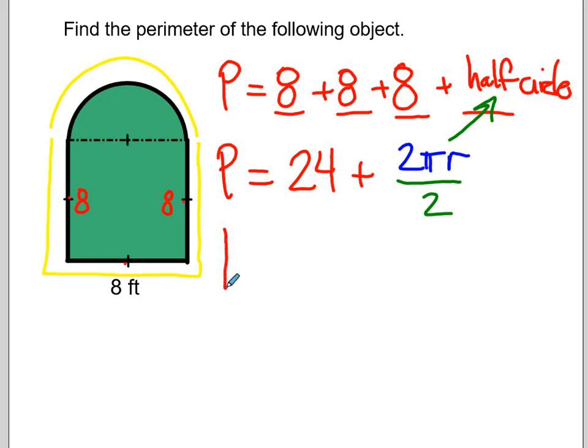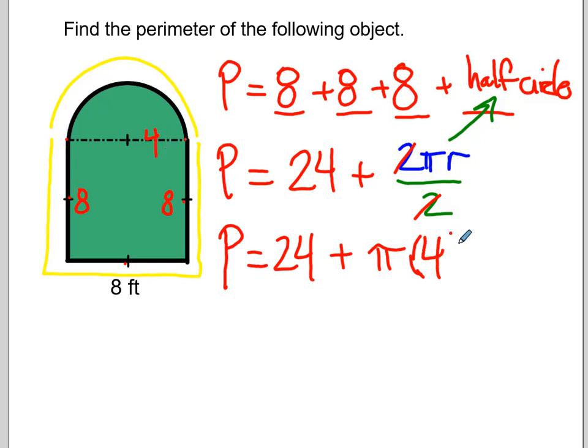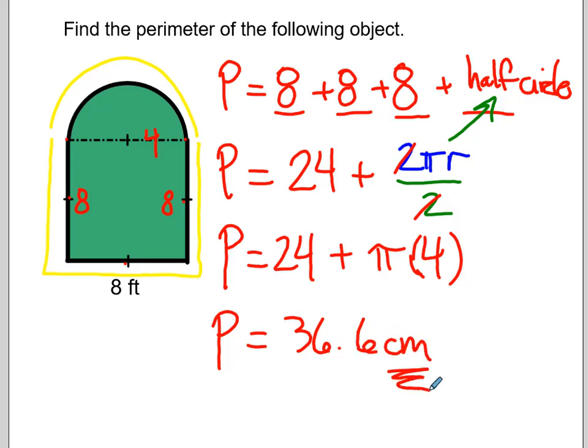Okay, so now if I put in the information I have, the 2's are going to cancel nicely. I'm going to be left with pi. And now I just have to determine the radius of that circle. So if it's 8 from here to here, that means my radius is 4. So if I put a 4 in there, I can calculate my perimeter now as 24 plus pi times 4, which should be about 36.6 centimeters. And notice it's single centimeters, it's not square units.